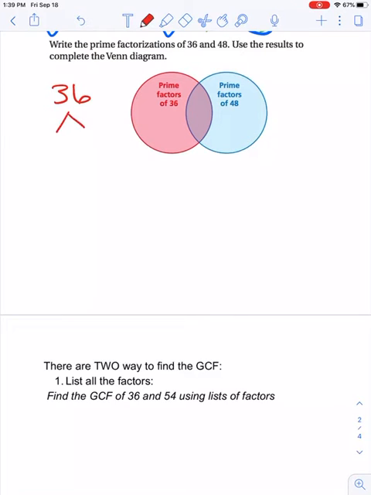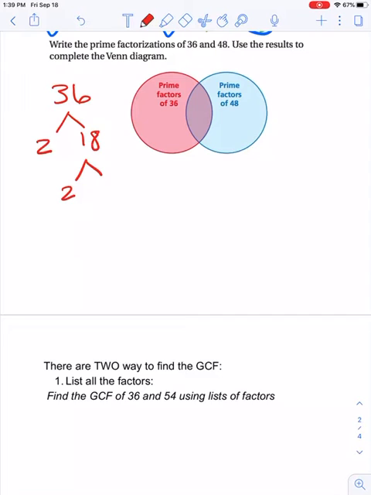So 36, I know it's even, so I'm going to do 2 and 36 divided by 2. Well, half of 30 is 15, and then half of 6 is 3. So 15 plus 3 is 18. That's how I think of it when I'm doing my division in my head.